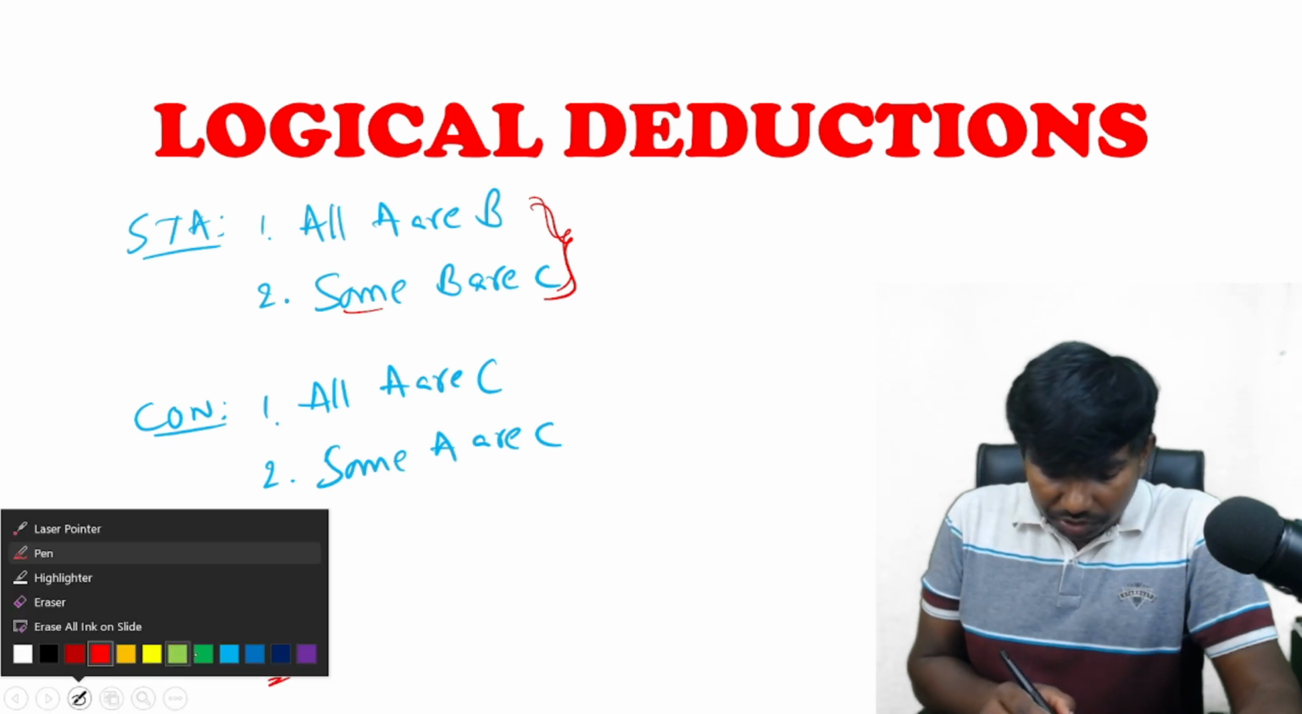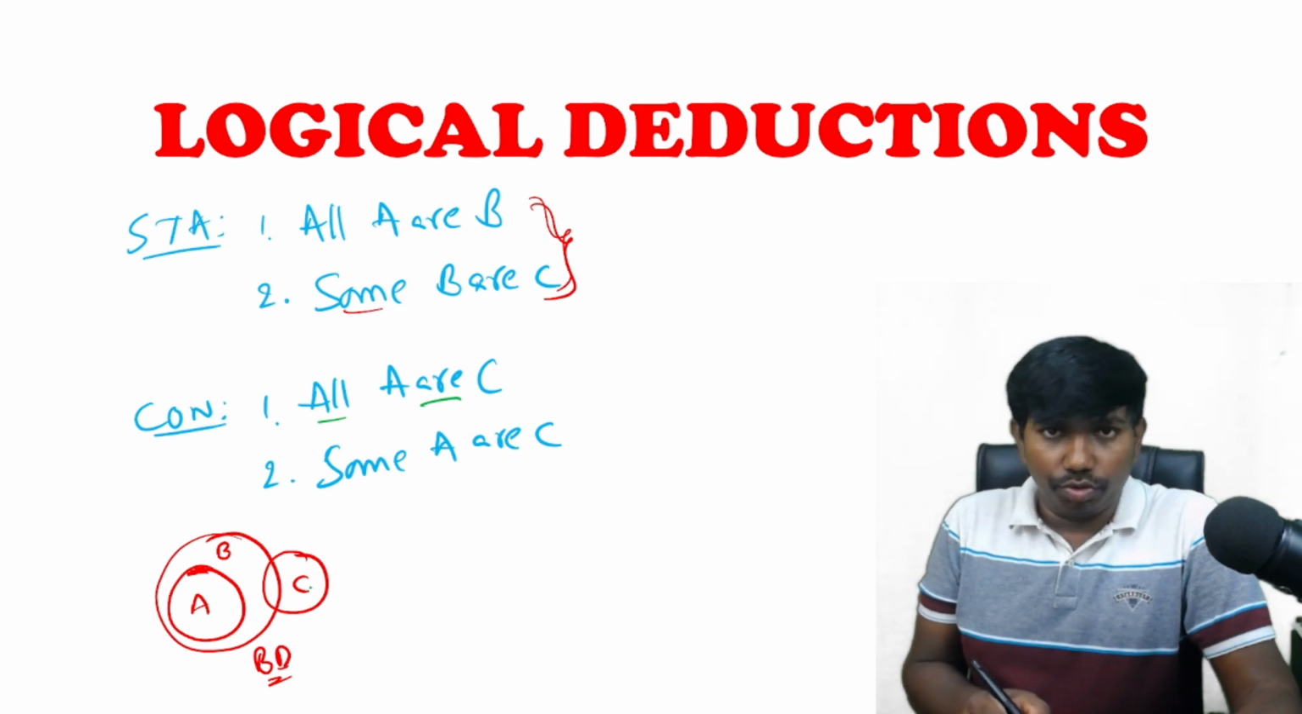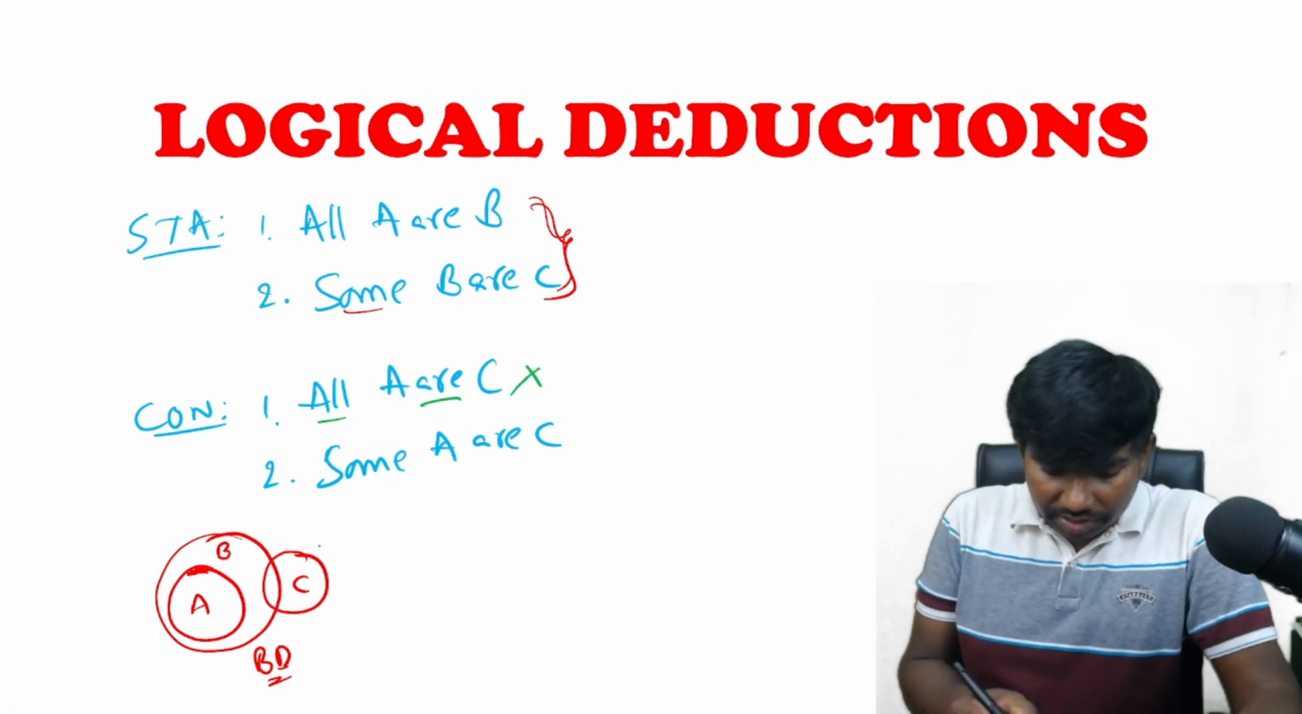Now verify the conclusions one by one. All A are C. Is complete A inside C? No, that means it fails. Second, some A are C.